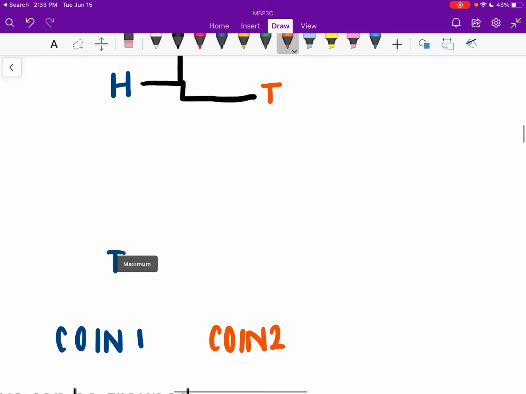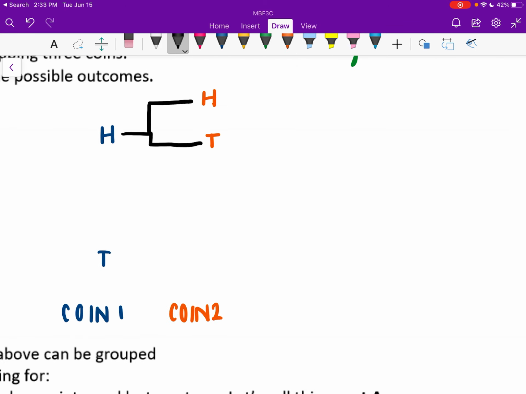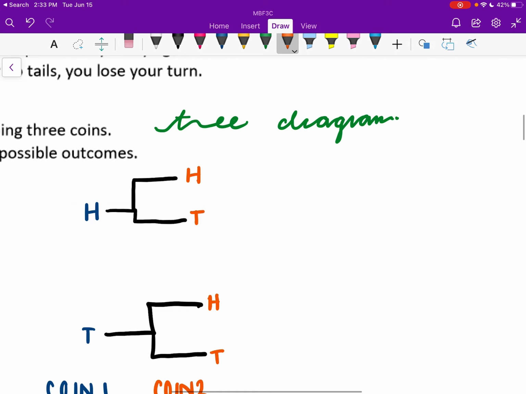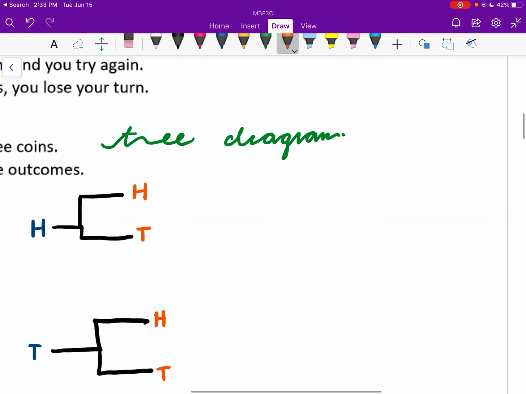On the flip side down here, I have a tails, and I can again get either a heads or a tails, right, on my second coin. Heads or tails. Then it gets a little bit more complicated because now we got to go and figure out, okay, let's do this with our third coin. So say our third coin, I can get either a heads or a tails here.